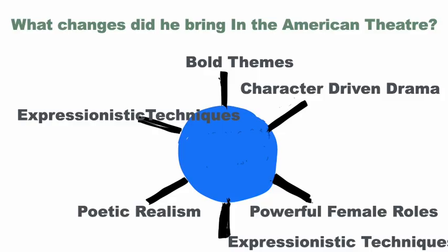Williams did not stick to plain realism, but introduced poetic realism, by mixing real life situations with poetic language, symbolism, and music. He introduced expressionistic techniques like lighting effects, background music, and screen projections to show emotions. These non-realistic stage techniques helped represent a character's mental state rather than just physical reality.